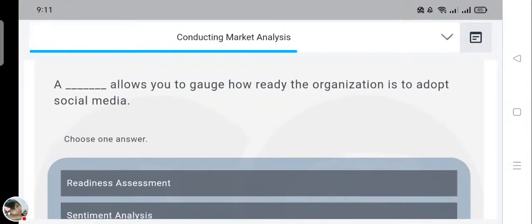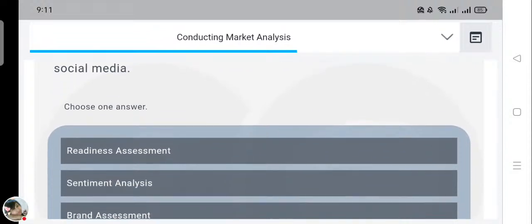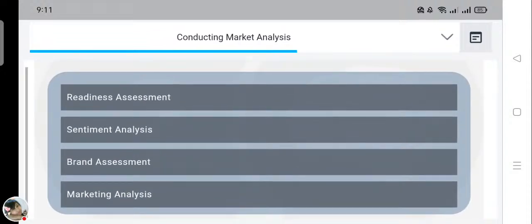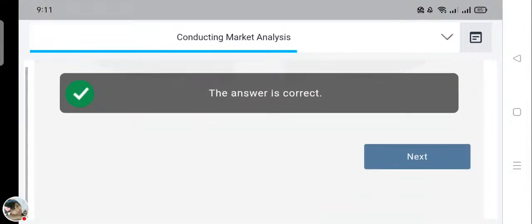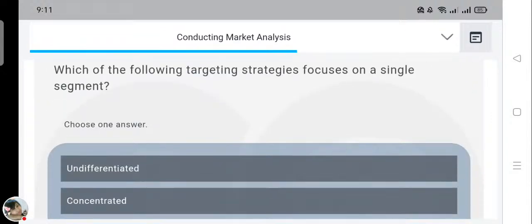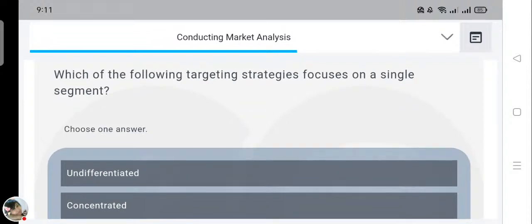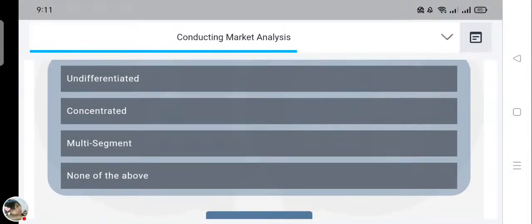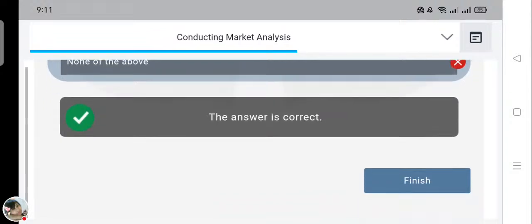Ay, Diyos ko po. A blank allows you to gauge how ready the organization is to adapt social media. Readiness assessment. Ayan. Correct na tayo dito. Dapat ma-perfect na natin to. Which of the following targeting strategies focuses on a single segment? Concentrated. Ayun, dito lang tayo tamang sagot kanina eh.